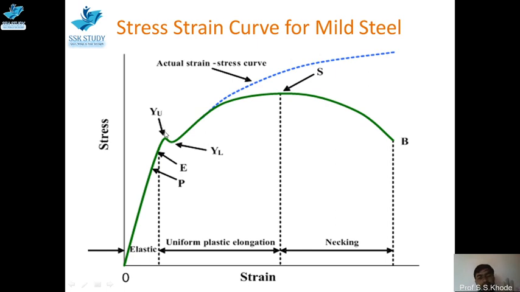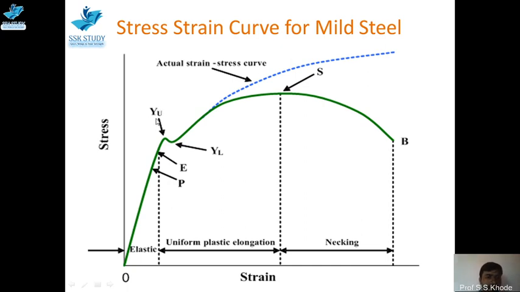Yielding means what? From this point the plastic deformation will start. And what is plastic deformation? If plastic deformation occurs, then the material does not regain its size and shape at any cost. It will remain as a permanent set in that material. So this is nothing but the yielding point.